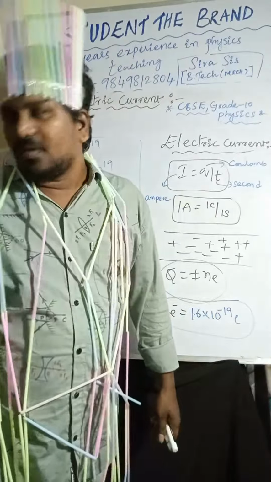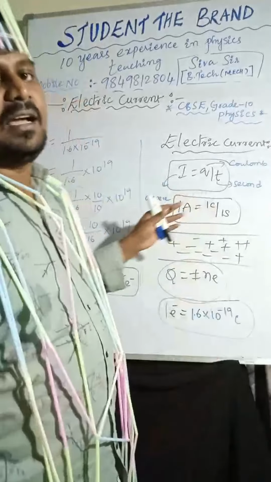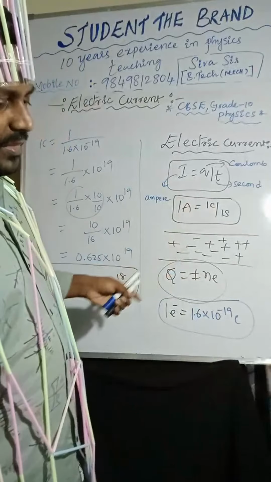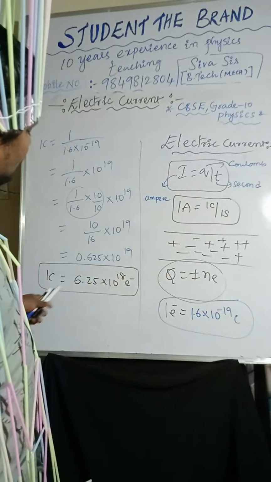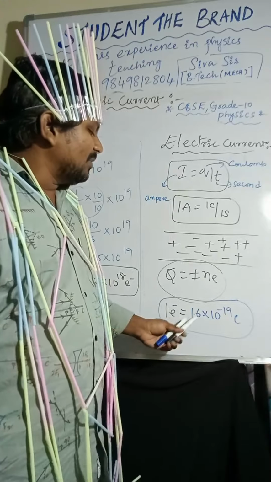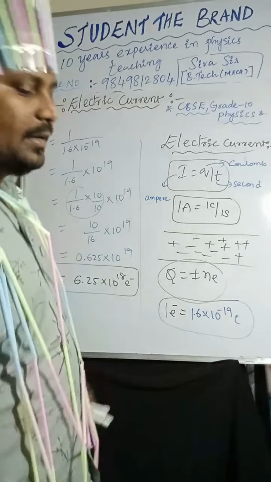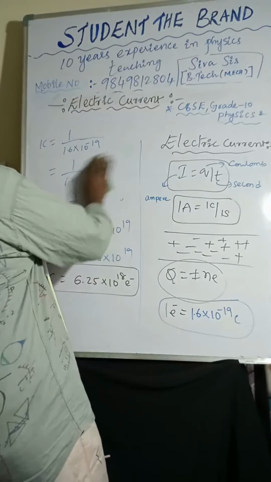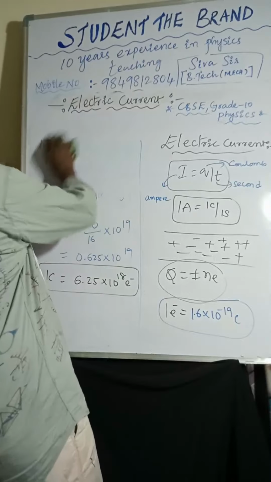So this is about quantization of charge, and these values are very, very important. 1 coulomb has 6.25 into 10 power 18 electrons, and 1 electron has 1.6 into 10 power minus 19 coulomb. Now we are going to discuss one more point.